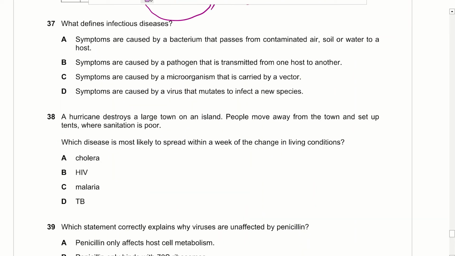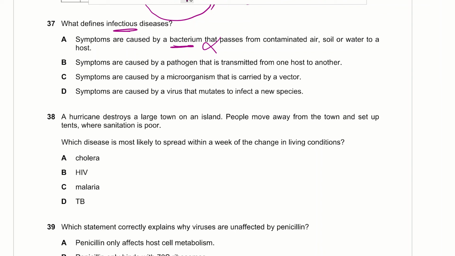37. What defines infectious diseases? So infectious disease is a disease that could be transmitted from one organism to another, causing the similar symptoms. Now let's see the suggestions. A, symptoms are caused by a bacterium that passes from contaminated air, soil, water to a host. So an infectious disease doesn't necessarily have to be a bacterium. As we've discussed, it could be a virus, a fungus, and also a bacterium, so this is incorrect.